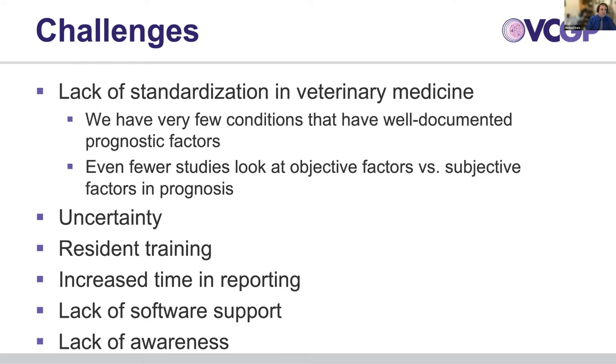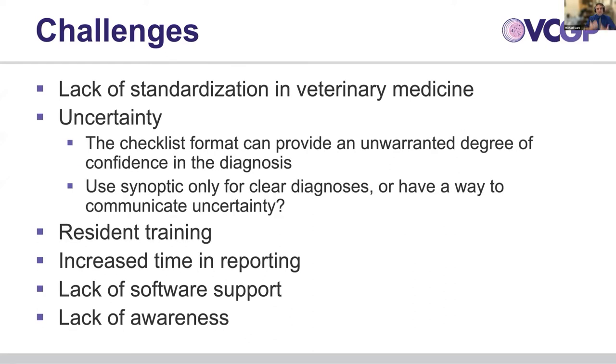What are we going for with that? My moderate may be somebody else's small or large, for that matter. So not having a set of objective prognostic factors for given tumors makes it difficult to standardize on what should be in a report. The checklist format can also provide an unwarranted degree of confidence in the diagnosis because you step through that as boxes.